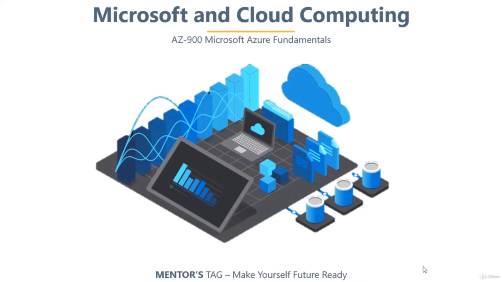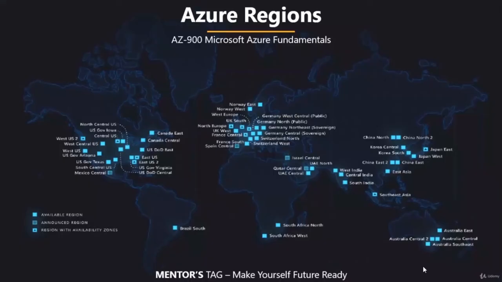When we focus on cloud computing, Microsoft is the only cloud provider which is providing you more than 58 regions available across the globe. As you can see on this particular world map, each dot is representing one particular region. And remember, one region can have a minimum of one data center, or it can have three data centers. So when we are talking about Microsoft Cloud, it has this kind of geographical presence.